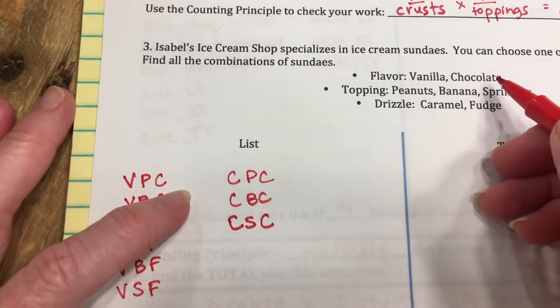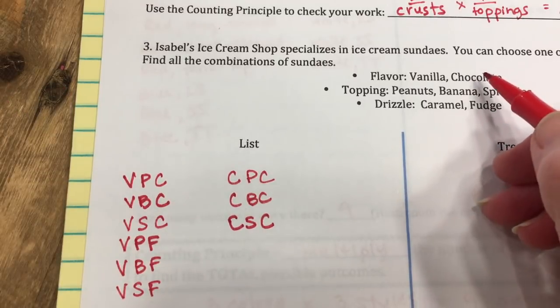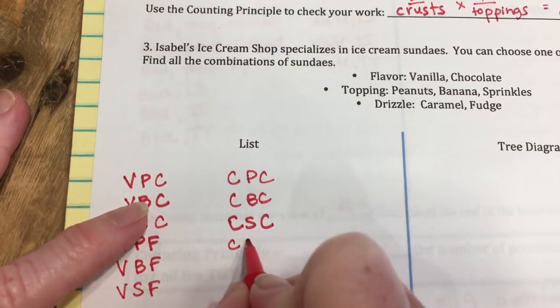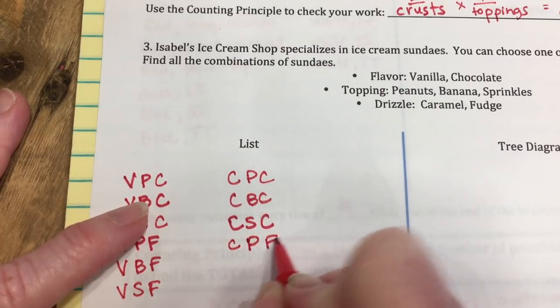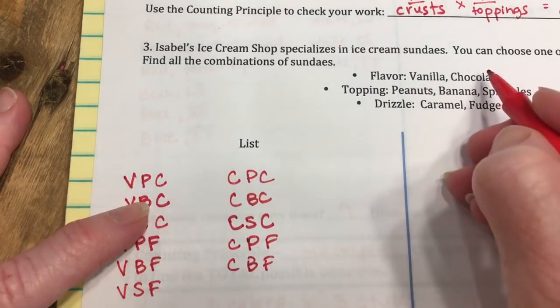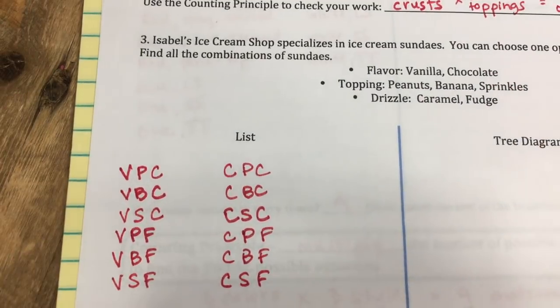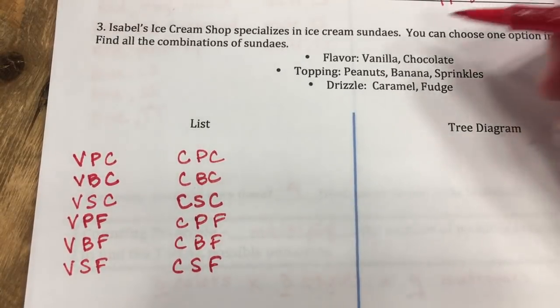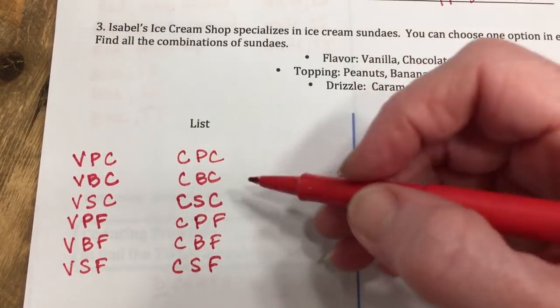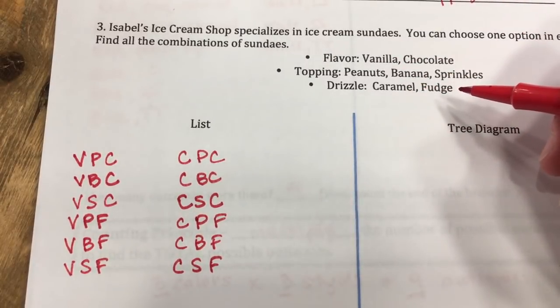All right, but I'm still not done because now I have to use fudge as a drizzle. All right, so I could do chocolate, peanut, and then fudge, or chocolate, banana, and fudge, and chocolate, sprinkles, and fudge. Okay, so you can see that as I add more possibilities here, this list gets a little more complicated because I have to keep track of what I've already used, right?